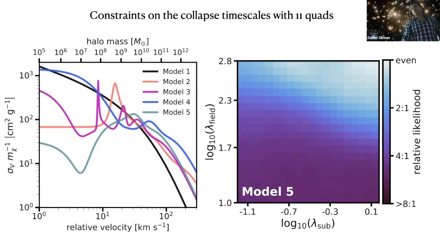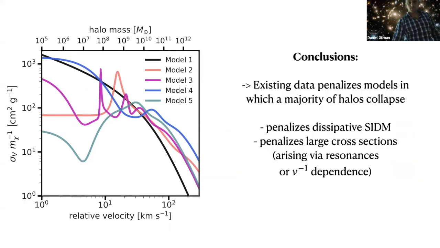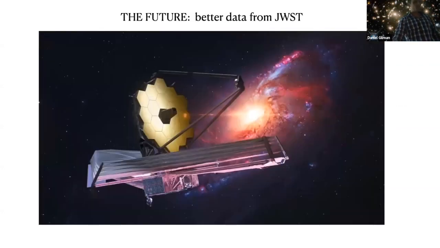So CDM is okay. What's tricky about looking at it in this way is that just because it's more likely doesn't mean it's likely. CDM seems to explain the data well, but what this is telling you is just that CDM is much more likely than these self-interacting dark matter models that we looked at. Does that make sense? The conclusion for this is that existing data penalizes situations where many halos core collapse. And this can arise either through large resonances or 1/v dependence in the cross section.